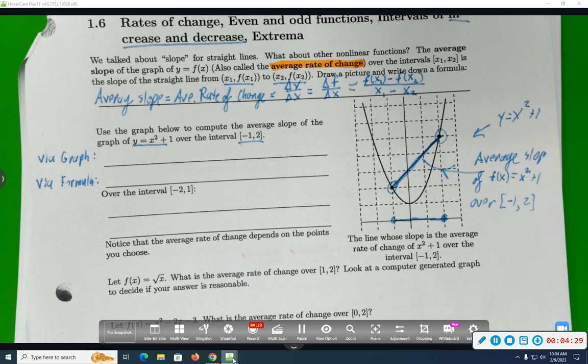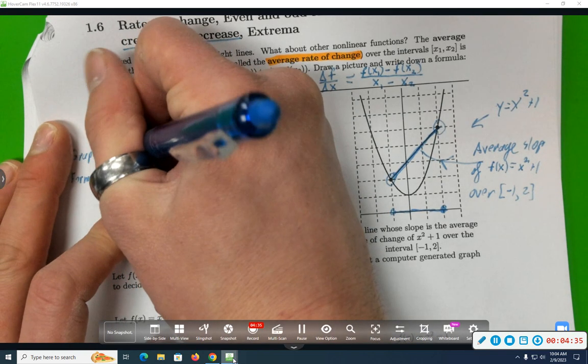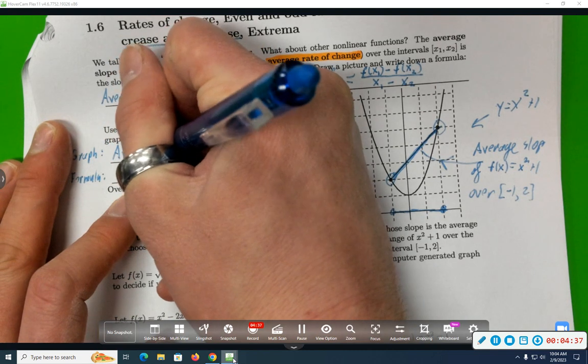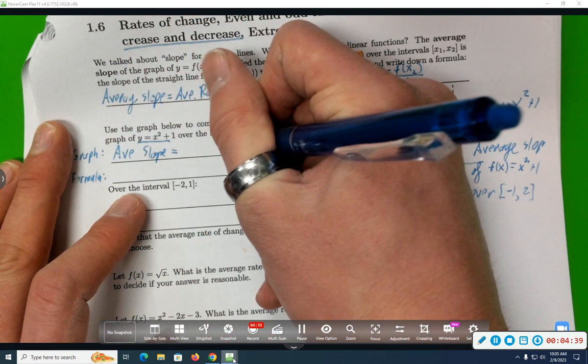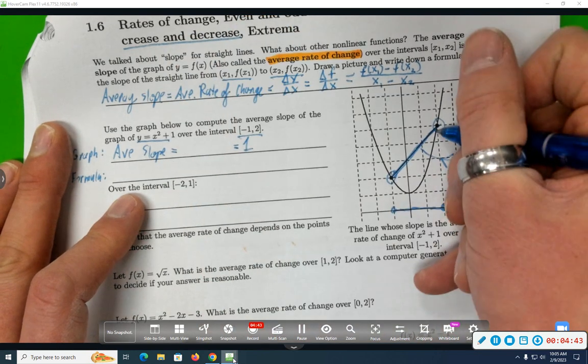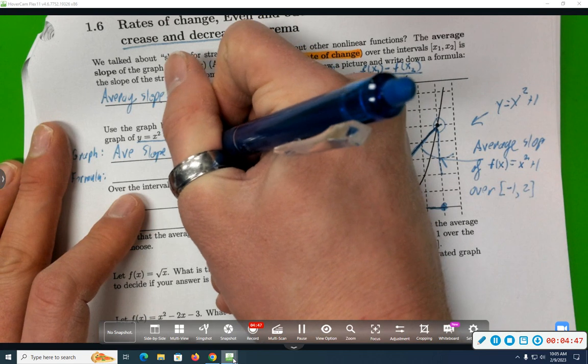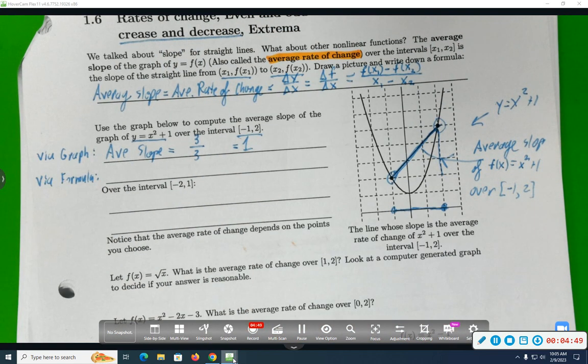That agree? Nice. The average slope is 1, and it's 1 because the total change in y is 3. The total change in x is 3. That's 1. Feel pretty okay?